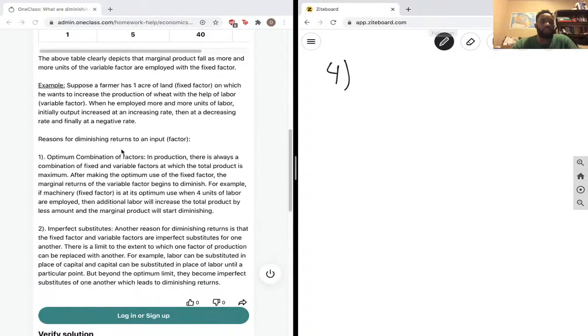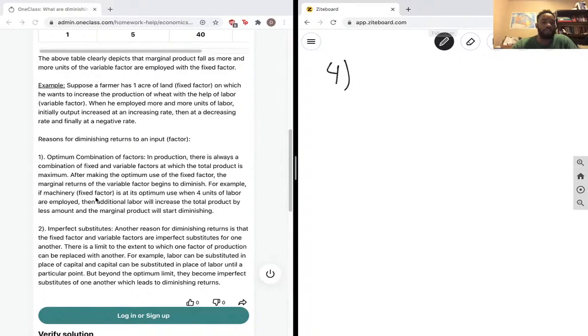So, reasons for diminishing returns of an input. Number 1 is optimum combination of factors. In production, there is always a combination of fixed and variable factors at which the total product is maximum, after which comes the optimum use of the fixed factor. After making the optimum use of the fixed factor, the marginal returns of the variable factor begin to diminish.